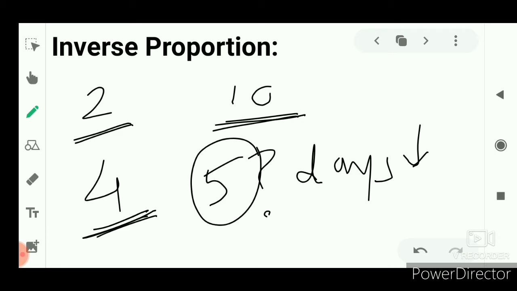So as the number of workers increases, here the number of workers is 2, and 2 men can complete a work in 10 days, then 4 men can complete the work in 5 days, right? So as the number of workers increases from 2 to 4, the number of days to complete a particular work decreases from 10 to 5. As the number of workers increases, the number of days decreases. So this is an example of inverse proportion. Here the number of workers is inversely proportional to the number of days.